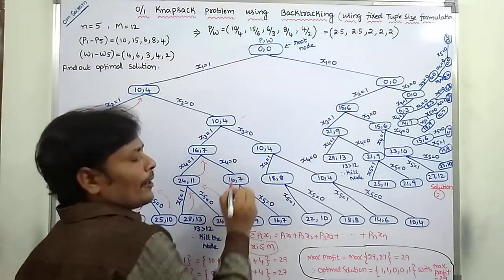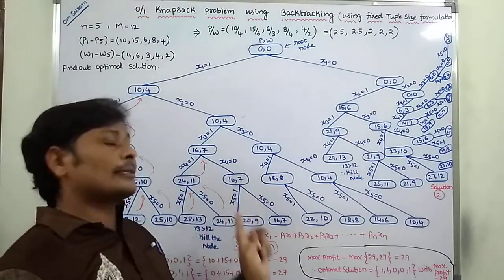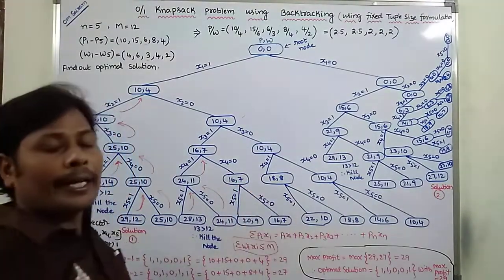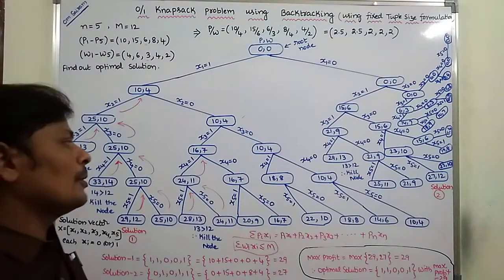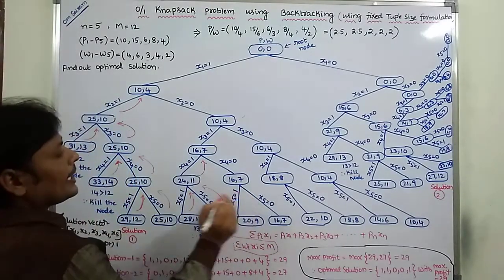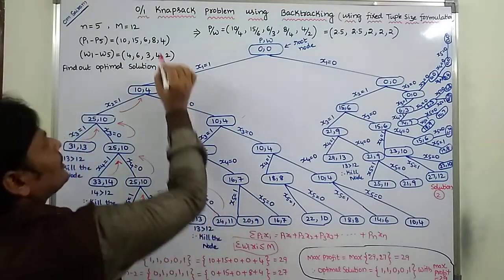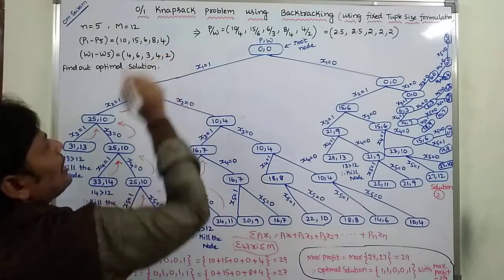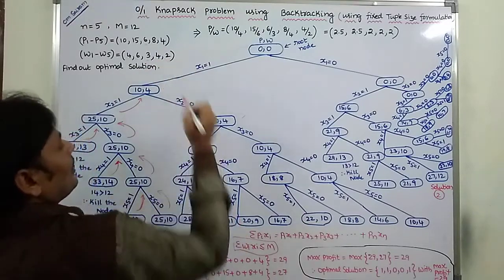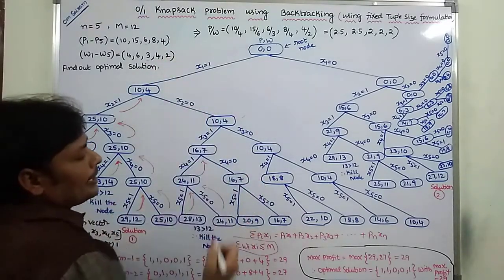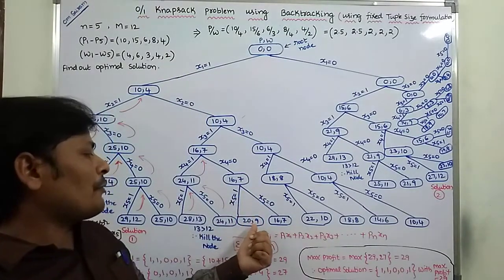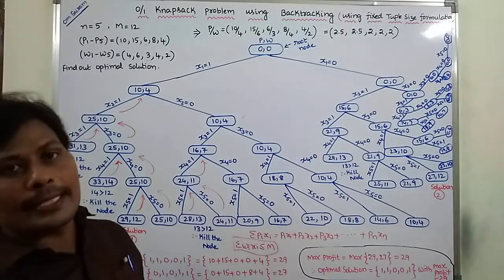So sum of the weights of the objects that we are considered is less than or equal to the capacity of the knapsack. 7 less than or equal to 12. Condition true. So that we can extend that node. By considering the fifth object profit value 4 and weight value 2. So 16 plus 4, that is 20, and 7 plus 2, that is 9. So 20 comma 9. After considering the fifth object, profit value 20 and weight value is 9.